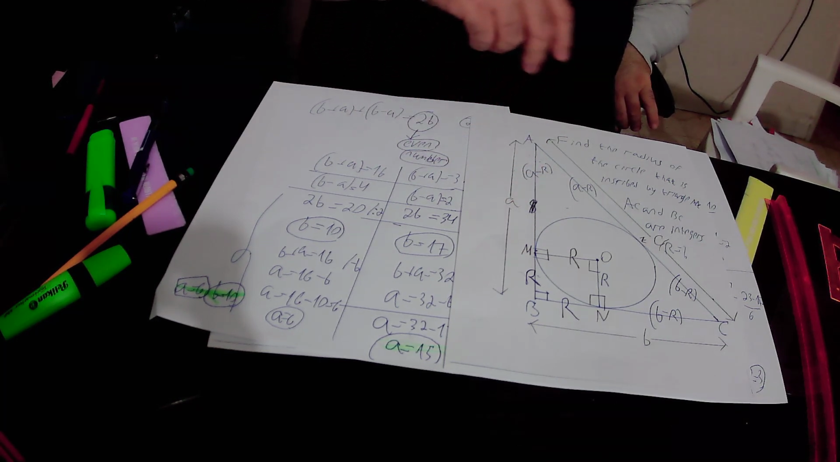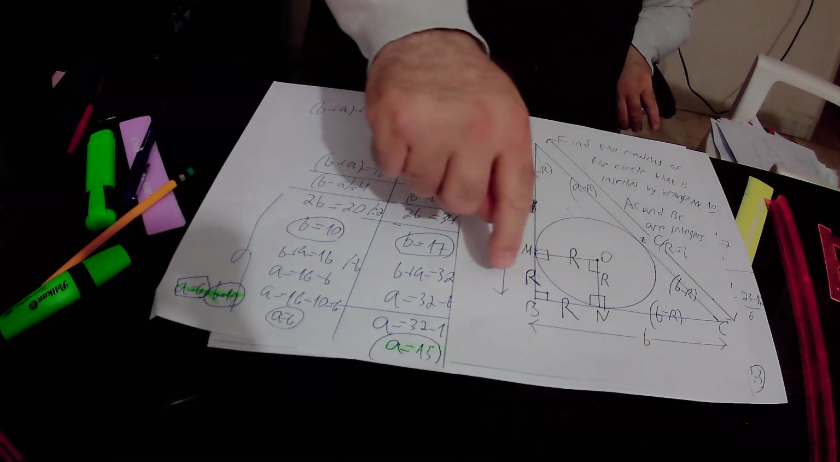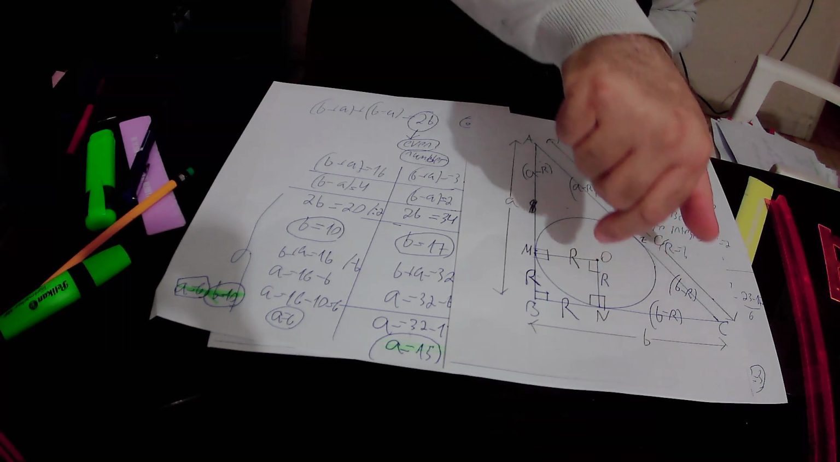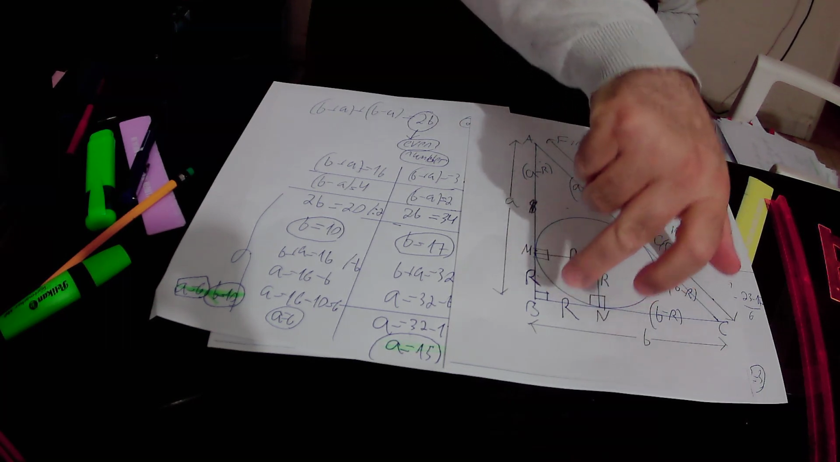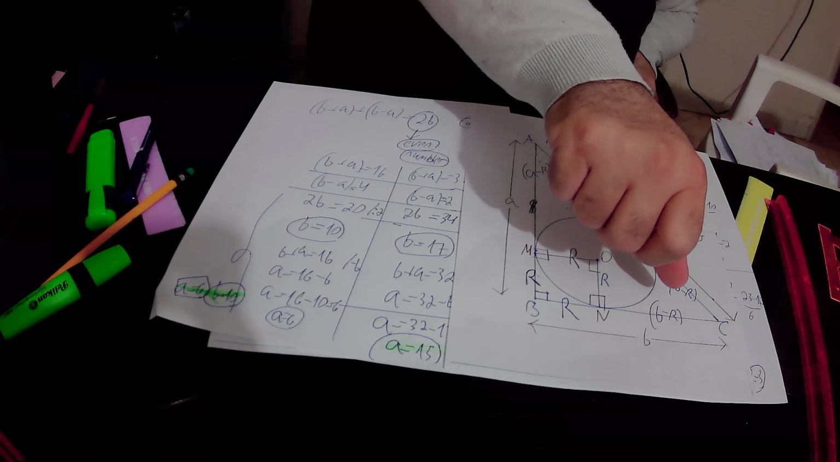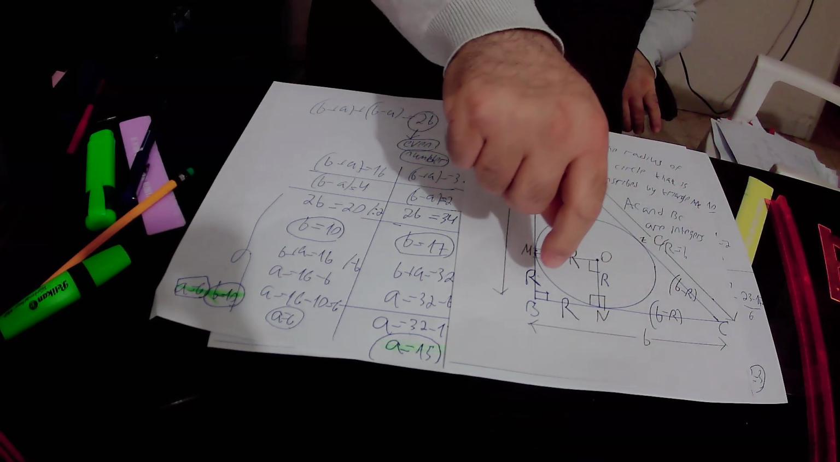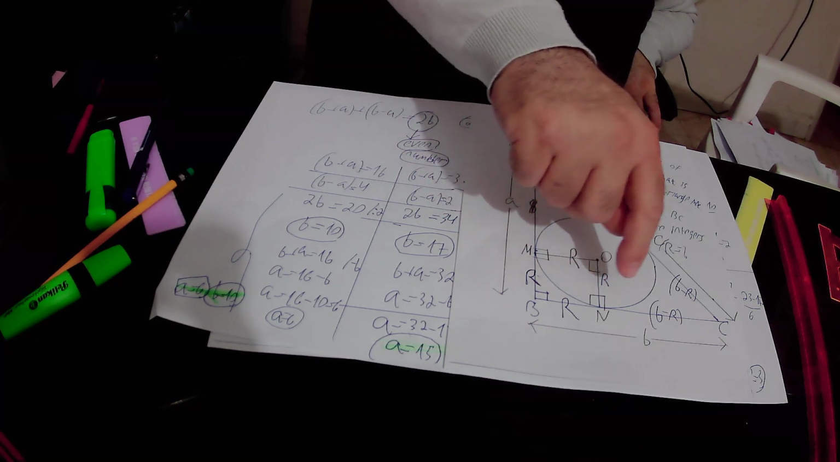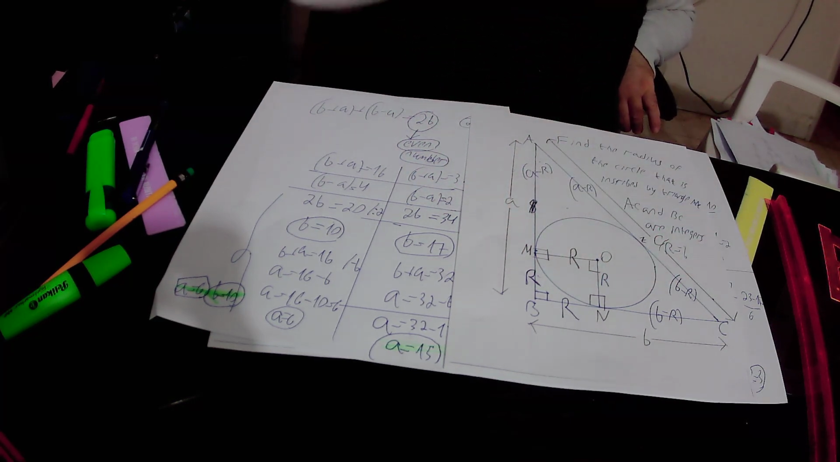Then we found the length of NC. NC equals BC minus BN. BC is B and BN is R. So in conclusion, NC equals B minus R.